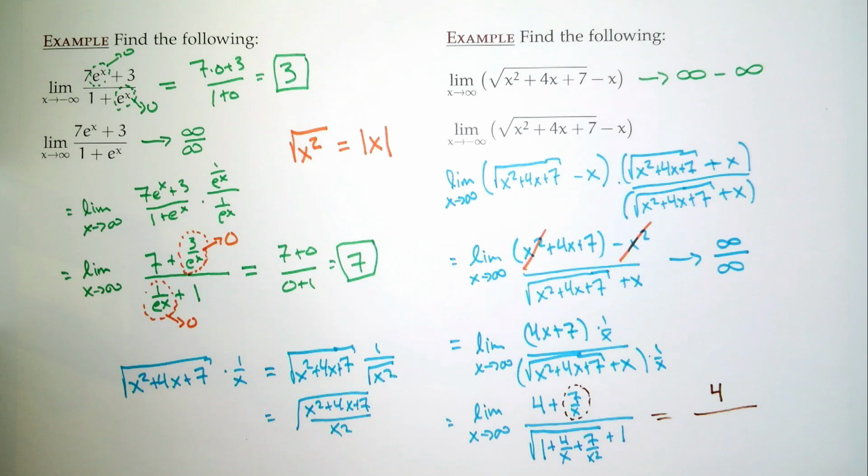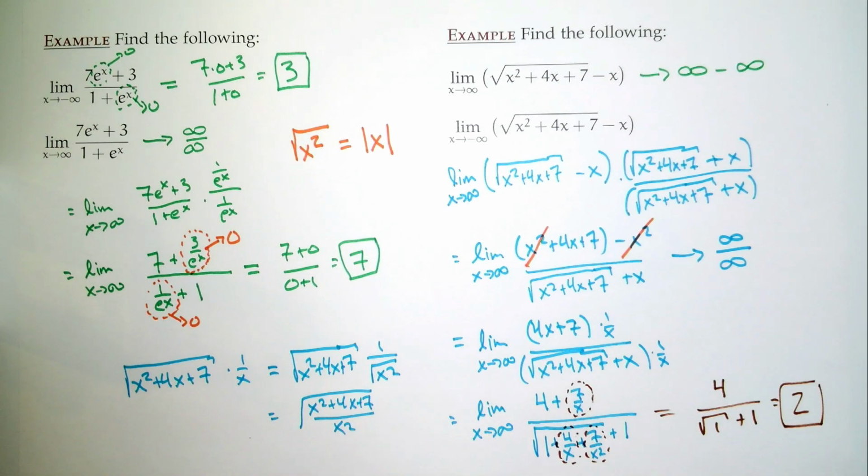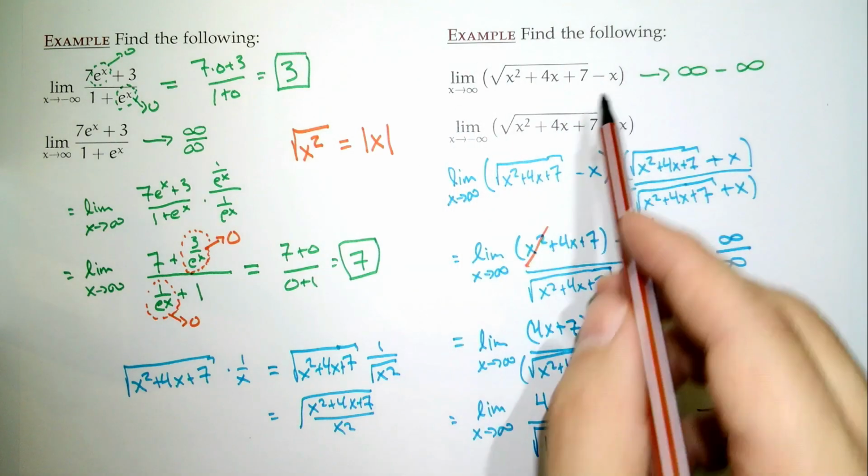All right. Downstairs. The 4 over x and the 7 over x squared, what happens to those parts? They go to 0, so we're left with square root of 1 plus 1. We can simplify this whole expression to 2. And there's the answer. Now, that's half the problem. That is the positive infinity.